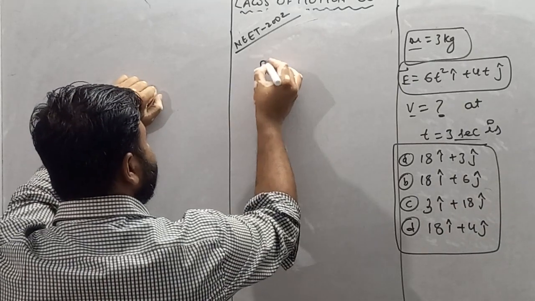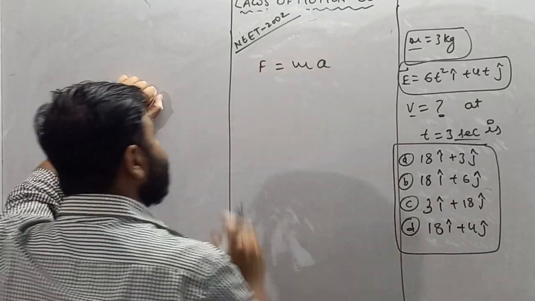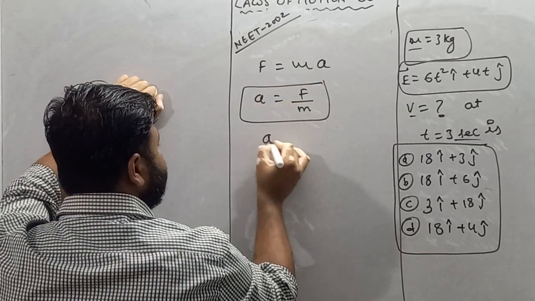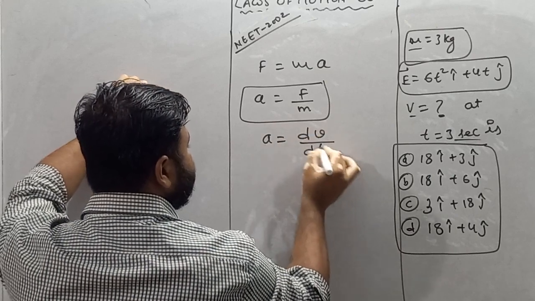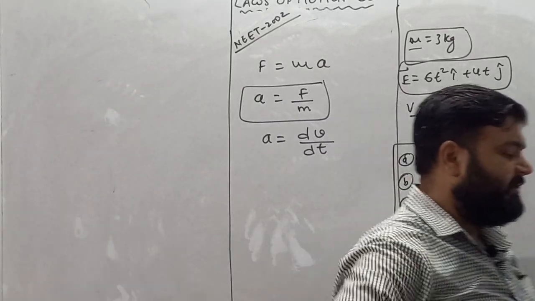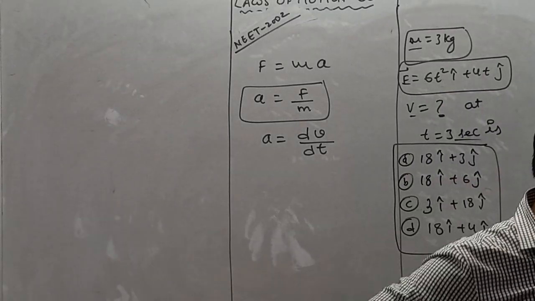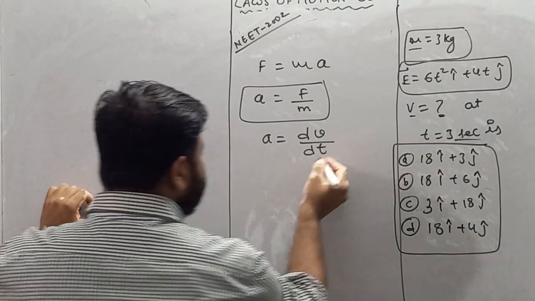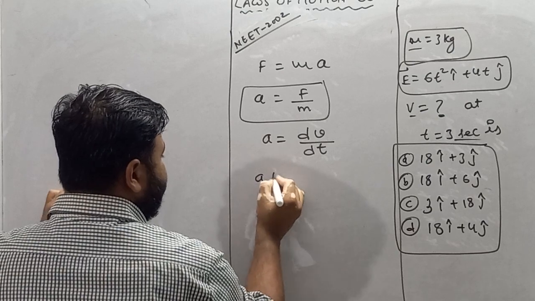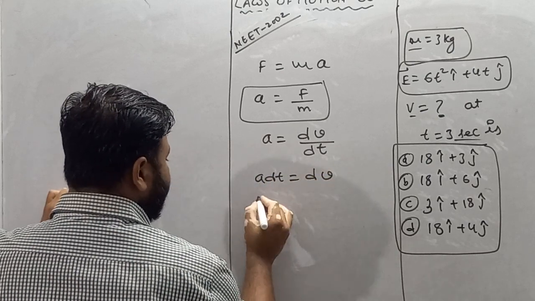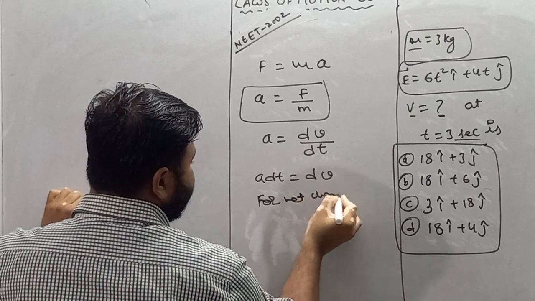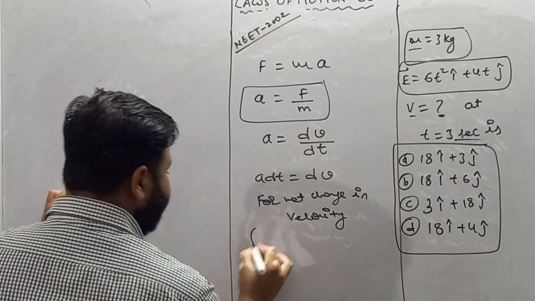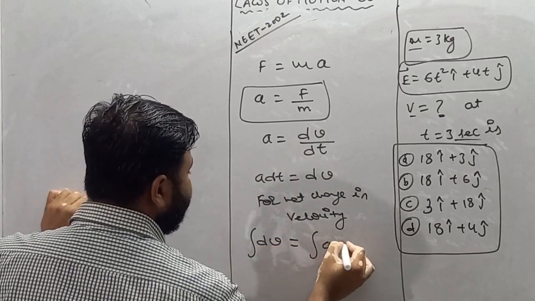So my dear students, we have mass, we have force, and we have to find velocity at t equals 3 seconds. We know that F equals ma, so a equals F by m. Acceleration is nothing but change in velocity with respect to time. Let's take dt this side, so a dt equals dv. For the net change in velocity, we have to integrate it. So integration of dv equals integration of a dt.